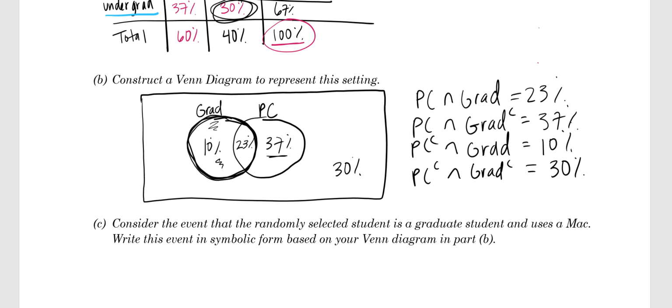So, we have constructed a Venn diagram. We've made a two-way table. They now are going to ask you 2 different questions about your Venn diagram and stuff you just made. So, consider the event that a randomly selected student is a graduate student and uses a Mac. Write this event in symbolic form on your Venn diagram in part B, or from your Venn diagram. So they want an event that the selected student is a graduate student and uses a Mac. So take a second, write that in symbolic form.